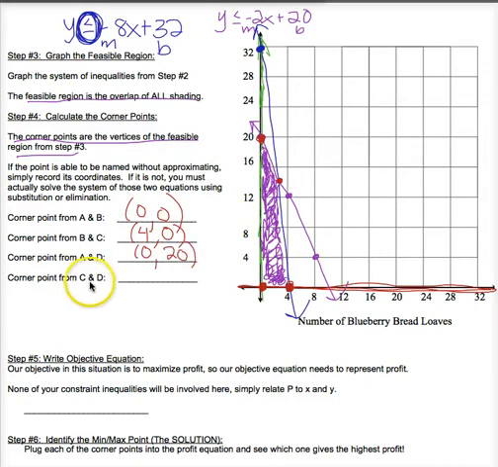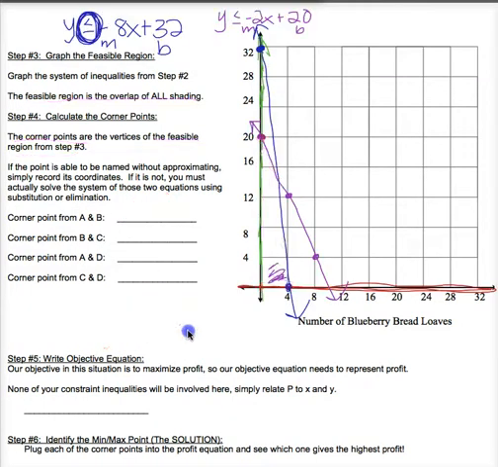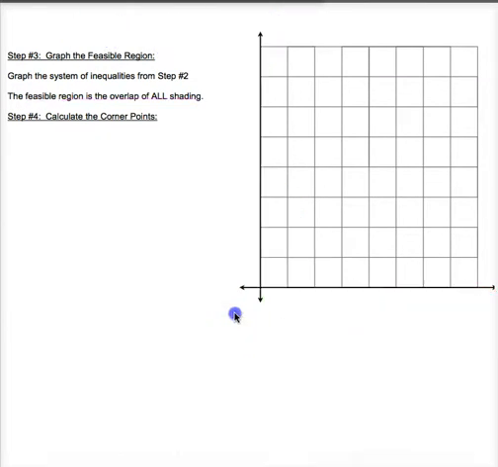And then finally, the corner point from C and D is this one. Now, that's not on an exact amount. You need to make sure that you know exactly where that intersection is. So I would suggest using your graphing calculator and graphing them as if they were equal signs. So graphing y equals negative 8x plus 32 and y equals negative 2x plus 20, and find the intersection point.